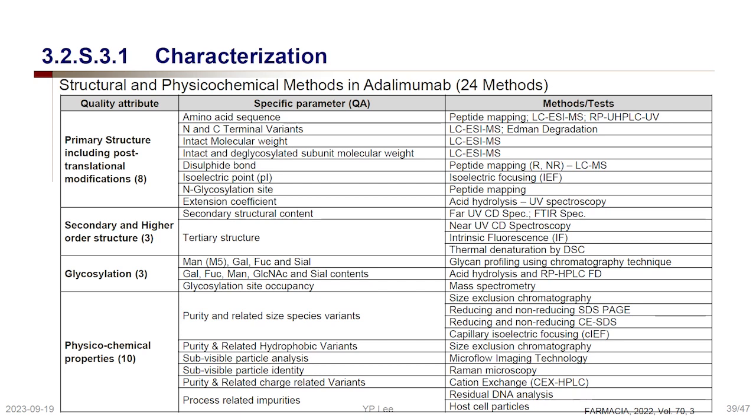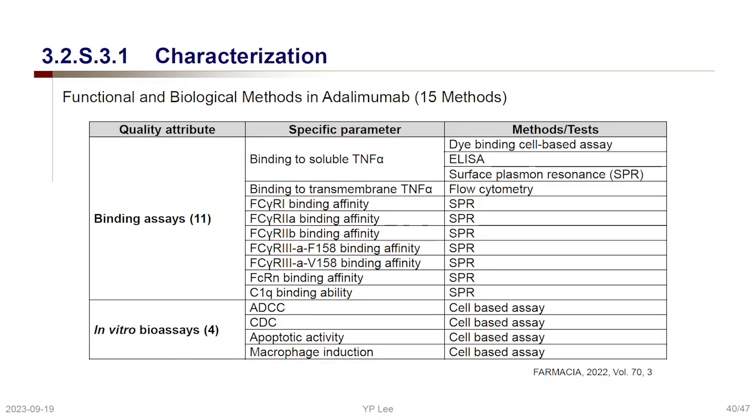This is an example of adalimumab, which is Humira. There is an original company and also the biosimilar companies. My knowledge is that more than 10 companies are already approved by the FDA for the adalimumab biosimilar. This is the mAb, and also Fab function, NFC function, and protein binding. So these are the analytical methods that are being used for adalimumab. About 24 analytical methods are being used. And as for the biological methods, you can see about 15 methods are being used for this product.